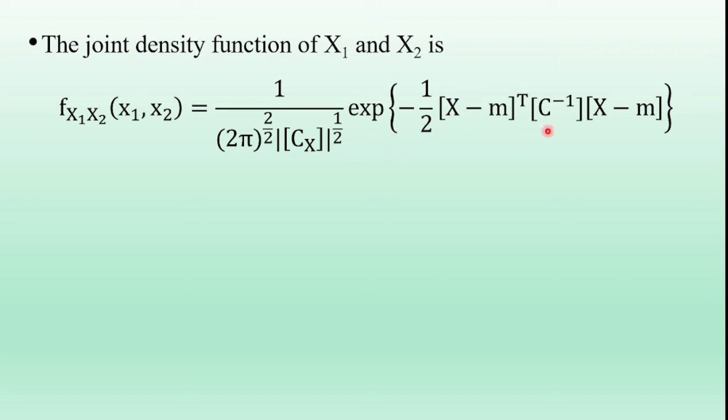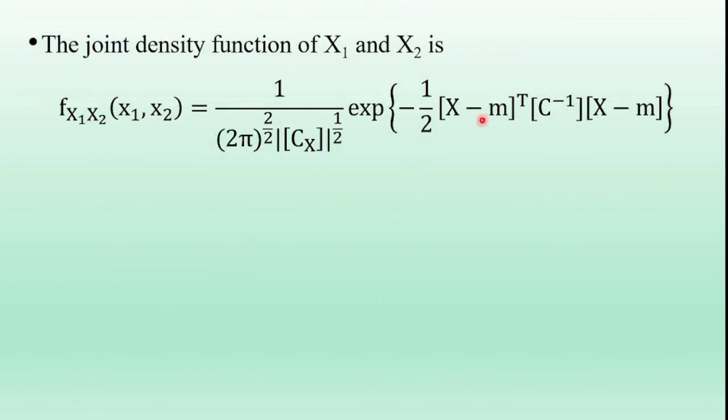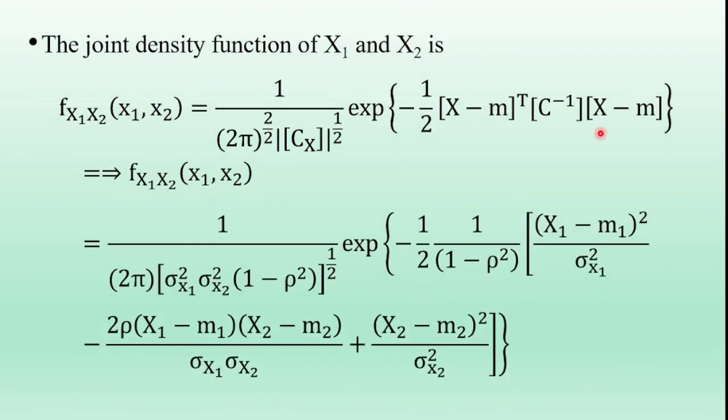So this value is already calculated. And what is that one? That value, x minus m transpose C inverse x minus m, is this one. Substitute this value here, and we get the joint density function f x1 x2 of x1 comma x2 is equal to 1 divided by 2 pi.